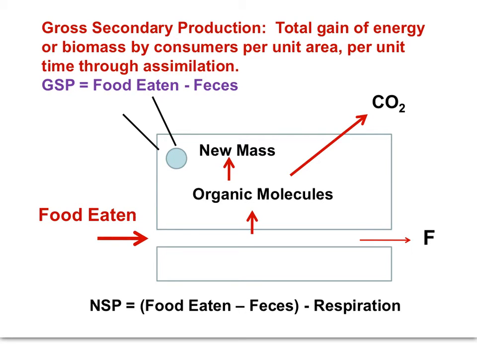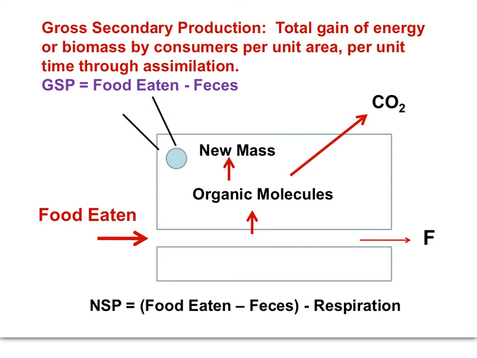So here's the definition. Gross secondary production is the total gain of energy or biomass by consumers per unit area, per unit time through assimilation. In other words, gross secondary production is food eaten minus feces. You can see all of this in the diagram. Food ingested, passed along the digestive tract, some of what's eaten goes out of the body as feces. However, some of what's ingested goes into the bloodstream, into the body. This is the energy and matter assimilated by the consumer. This is gross secondary production.